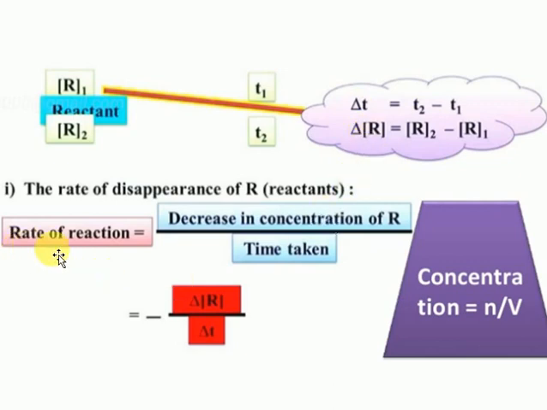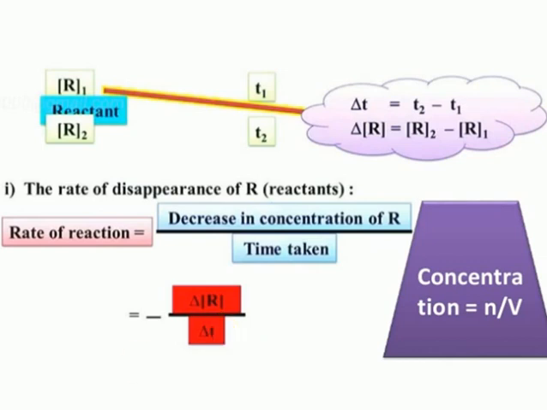Next, the rate of reaction is the decrease in the concentration R by the time taken, which I mentioned as dR by dT. What is the rate? It is nothing but the change in the concentration with respect to time, that is, how the change in concentration takes place with respect to time.